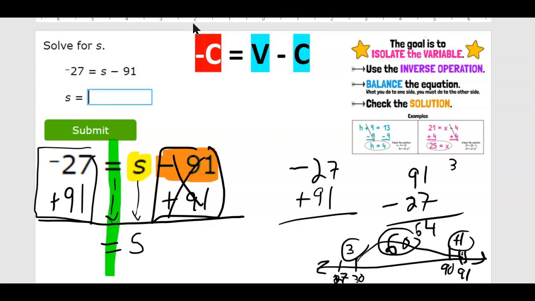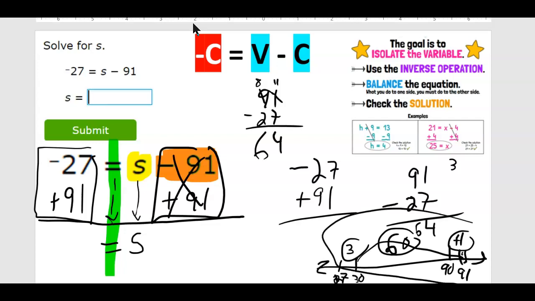64. Now, if you were to do the borrowing, this would become 11, and this would become 8 because you borrowed a 10. So 10 plus 1 is 11. So 11 minus 7 is 4. And 8 minus 2 is 6. So you get the same answer. I just like this. You can do this kind of in your head, though. This I can't do in my head, not really.